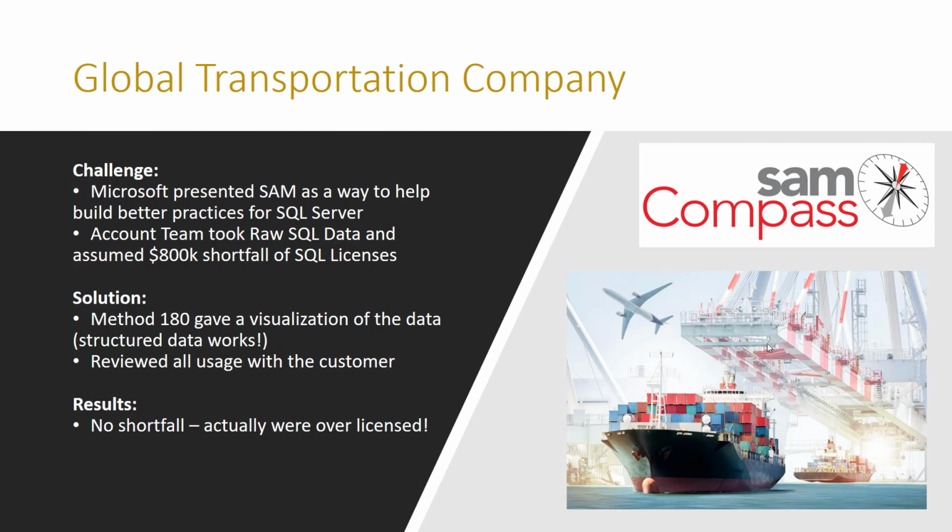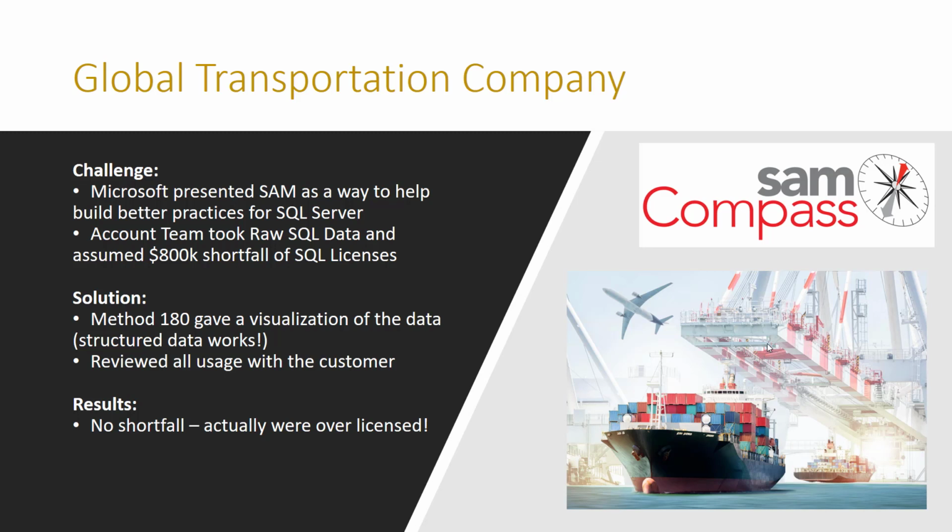The second is a global transportation company that was facing a SAM engagement from Microsoft, where Microsoft asked them to come in and do an evaluation of their SQL servers. The IT organization ran Microsoft MAP, provided the data to the account team, and the account team took that raw data, made a bunch of assumptions, and came back and told the organization that they needed to buy $800,000 of SQL licenses to cover shortfalls.